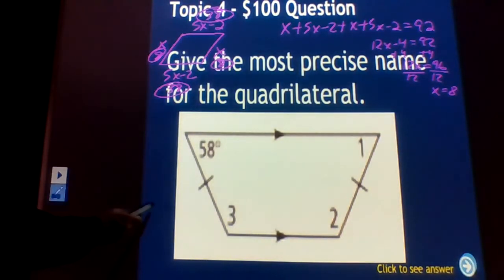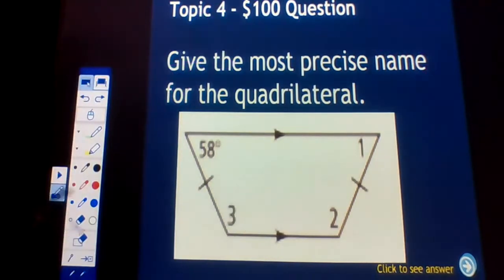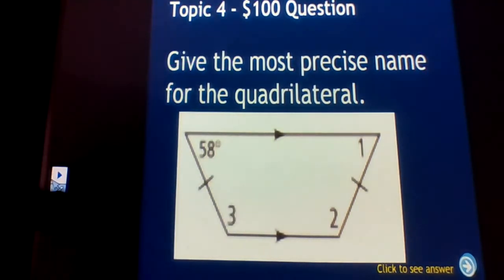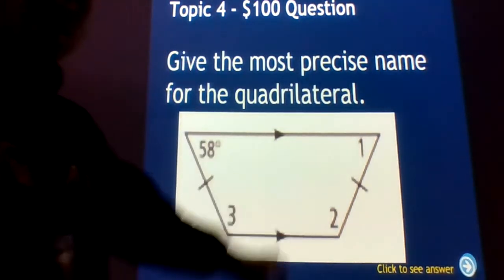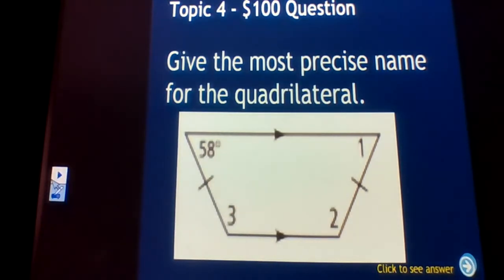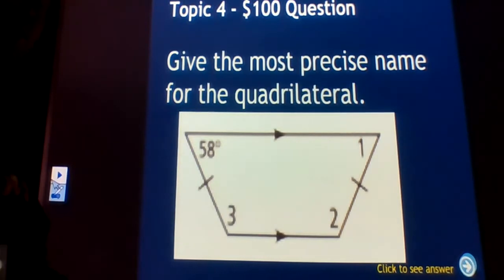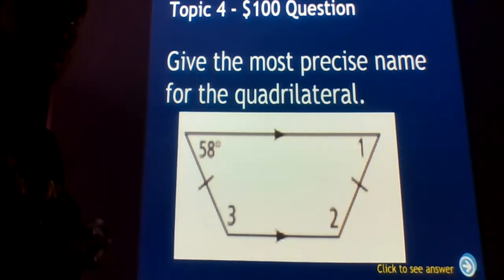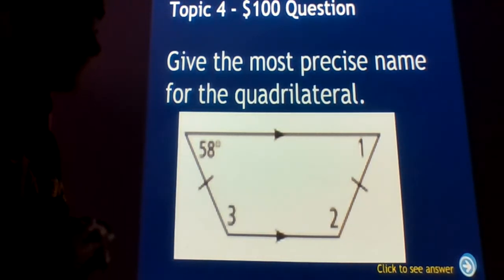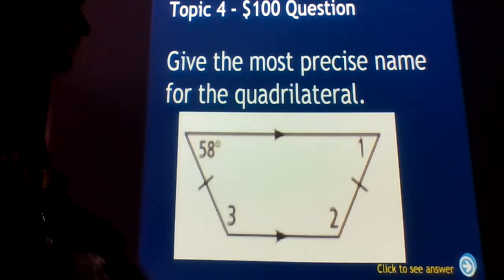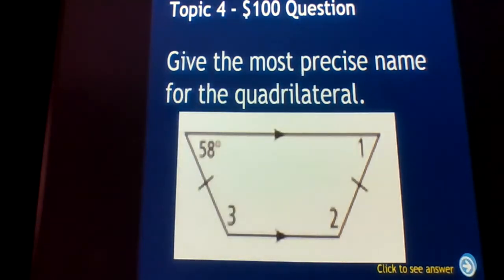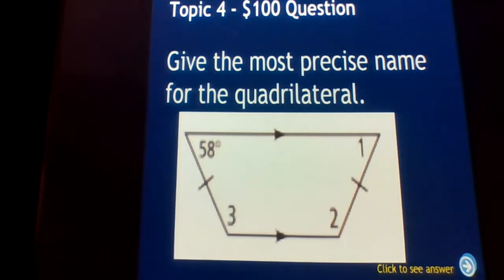All right, classify our figure. So we have one pair of parallel sides, that makes it a trapezoid. And then the legs are congruent, so this would be an isosceles trapezoid. So a trapezoid is true, quadrilateral is true, but an isosceles trapezoid is your best or most precise name for the quadrilateral. An isosceles trapezoid because the legs are congruent. Again, think of an isosceles triangle.